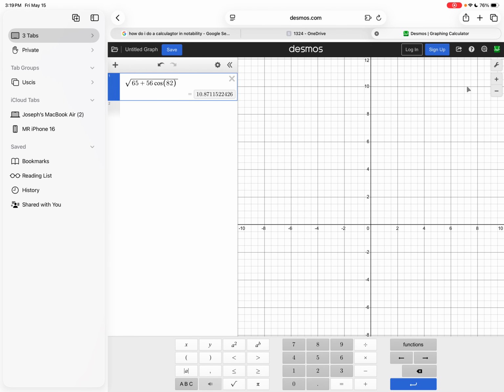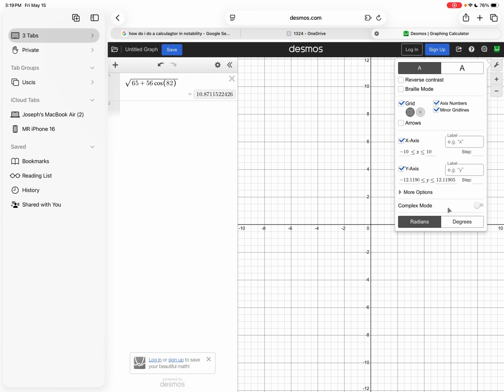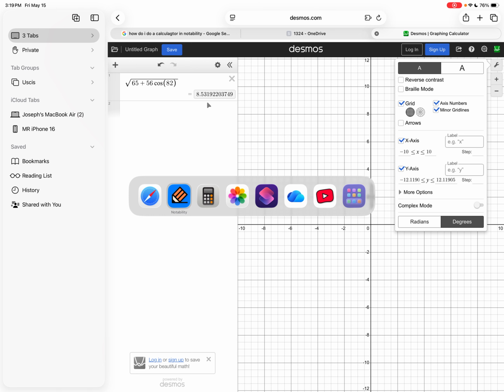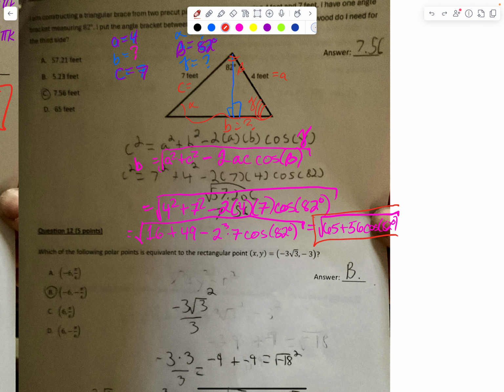We have to make sure this is in degrees mode, because there's no degree symbol. 8.53. All right, well, let's see. What did I do wrong then? So that's not any of them.